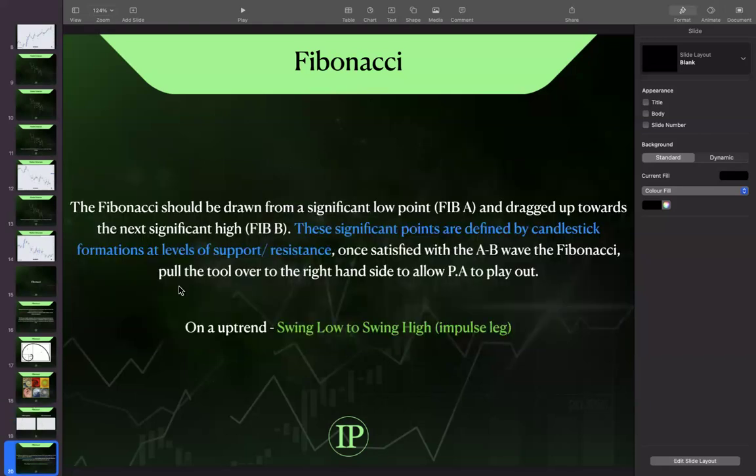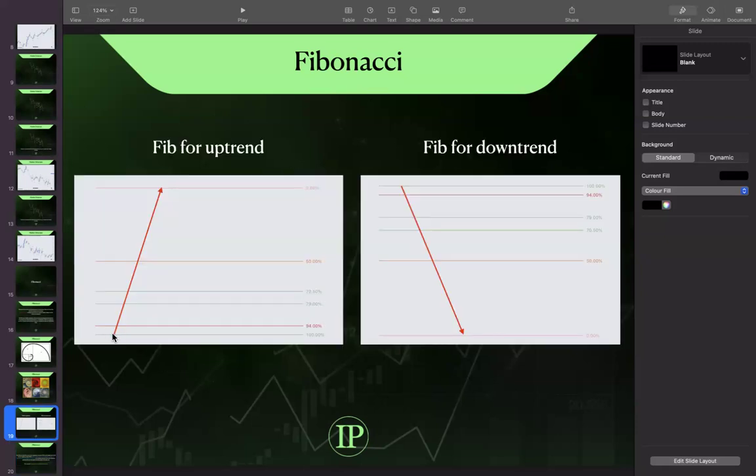So in an uptrend, we draw our fib from swing low to swing high. This is the impulse leg. As we're going up, that's the way you're drawing the Fibonacci, from low to high, if it's an uptrend. If you are measuring for a downtrend, you are measuring from the high to the low. Why? Because you want to catch the pullback.